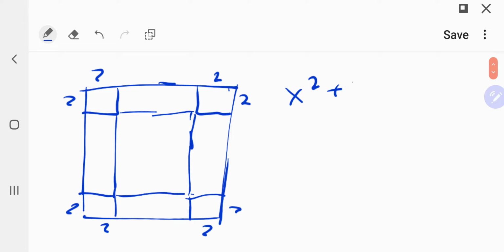This is x squared plus 8x plus 16. And where does the 16 come from? Well, this is a square in the corner. It's 2 by 2. One edge is 2, the other edge is 2. 2 times 2 is 4. This is a 2 by 2, 4. This is a 2 by 2, 4. This is 4. Okay, that's 16 if you add that all up.